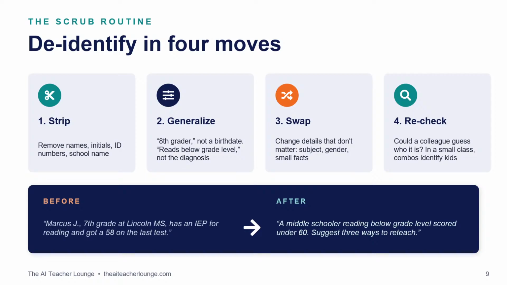So, de-identifying in four moves. Number one, strip. Remove the names, initials, ID numbers, school names, all that stuff. Two, generalize. Eighth grader, not a birth date; reads below grade level, not the diagnosis. So, again, you want to generalize it so nobody can trace it back to the classroom or the student. Number three, swap. Change details that don't matter.